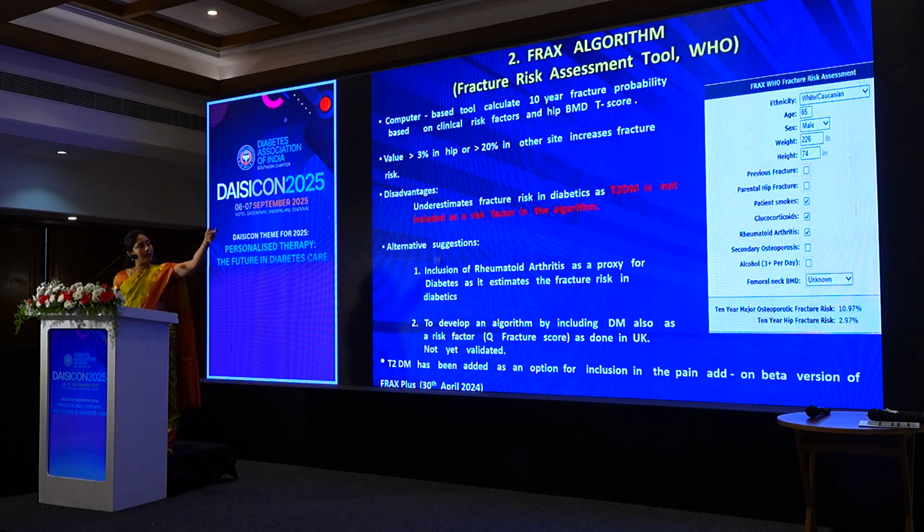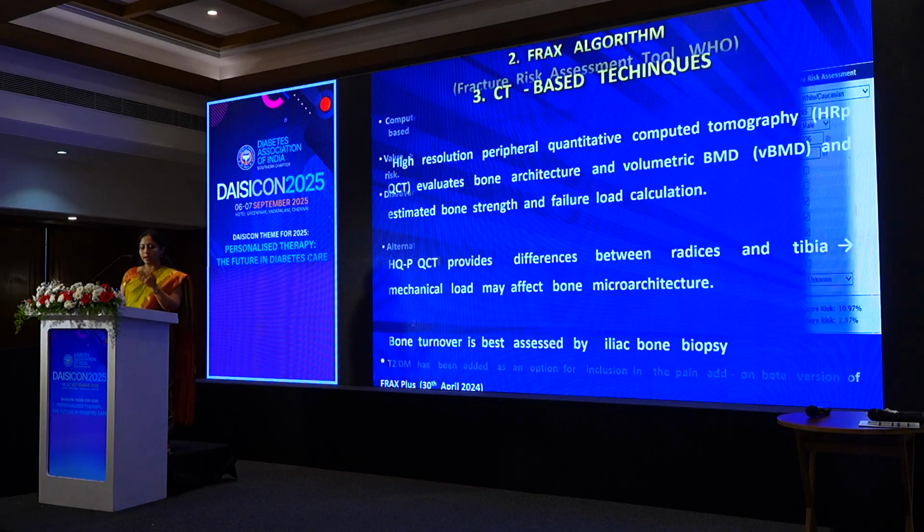Now the FRAX score, all you have to do is just key in all these things and then it gives you the 10-year risk assessment for fracture. RA serves as the proxy for diabetes in this assessment engine. But nowadays you have the advanced FRAX score which also factors in diabetes.